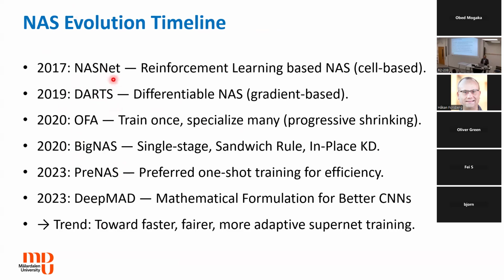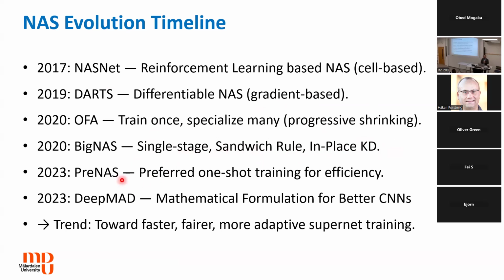We talked about NASNet, which was cell-based and used reinforcement learning, and it was really costly. Then we talked about differentiable NAS, which focused on making the weights of the connections between different layers, as well as the kernels, differentiable, so that they can also be learned during training. Then we have Once for All, train once and specialize many, which uses progressive shrinking. Then we had BigNAS, which used the single-stage sandwich rule and in-place knowledge distillation.